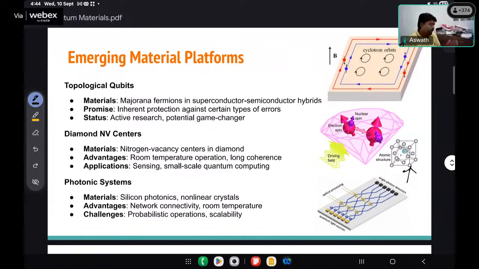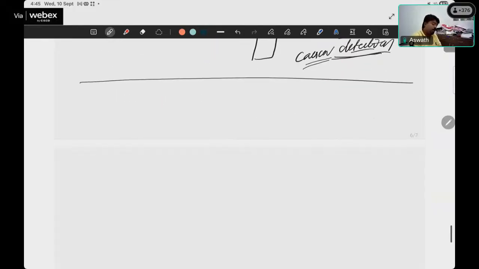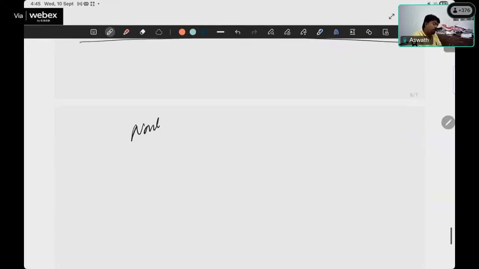Okay, fine. So the next one is photonic based systems. These were already being explored but not on a greater scale. But what is this? Silicon based photonics and non-linear crystals are involved. What is this non-linear crystal? The non-linear crystals are very interesting entities.